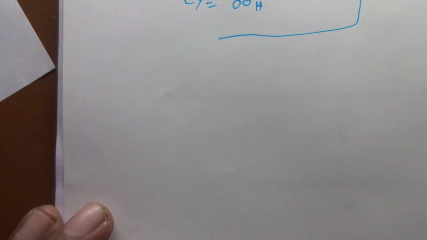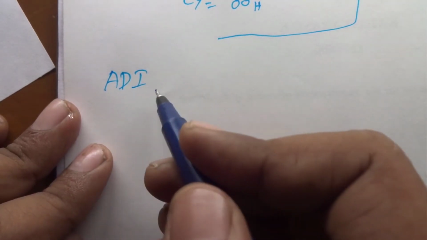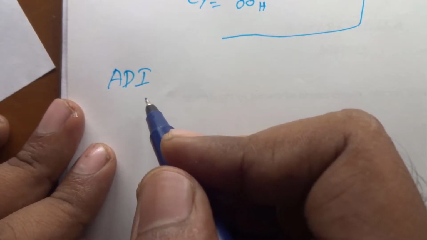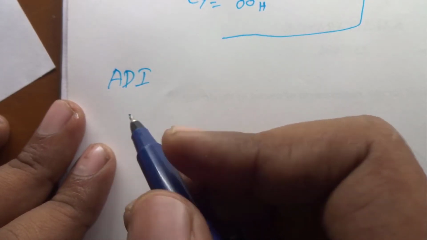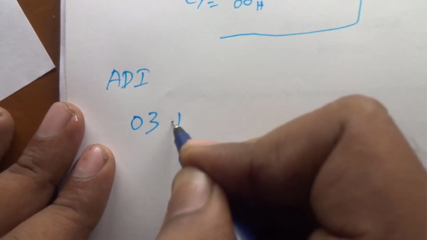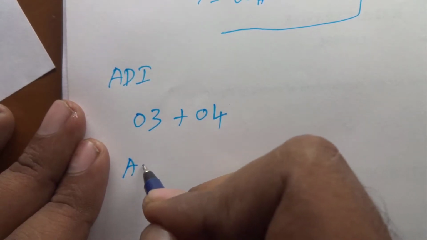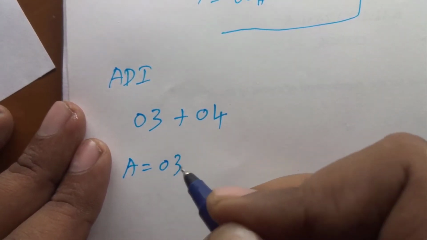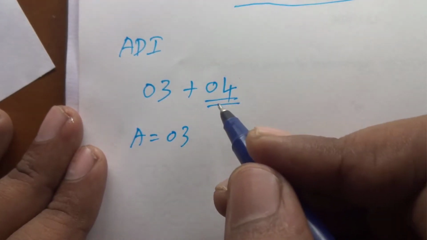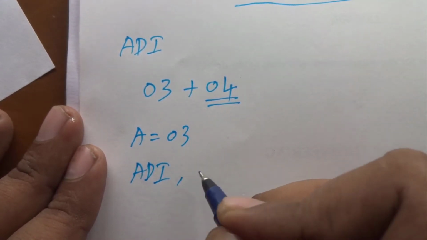Now the third instruction is add immediate. Immediate is an addressing mode. Here you can directly specify the value in the instruction. For example, if I want to add 03 plus 04, first I have to load one of the values, 03, into the accumulator. The next value you can directly specify in your instruction itself, after a comma.